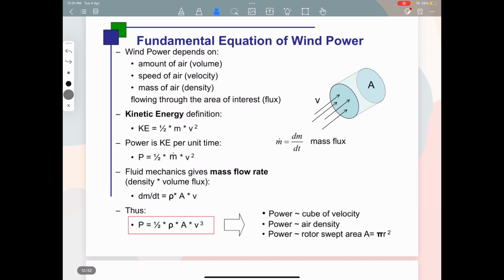Wind power depends on volume, which is the amount of air, and velocity, which is the speed of air, and density, which is the mass of air, flowing through the area of interest, the flux, which is here.